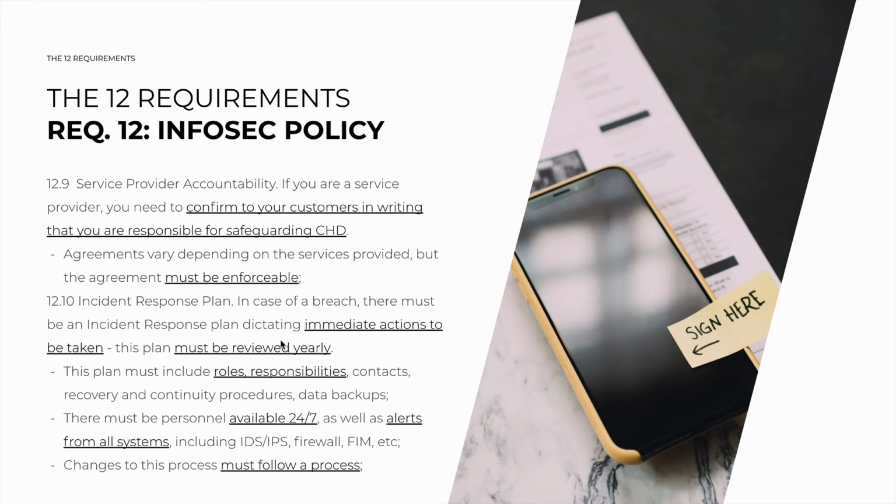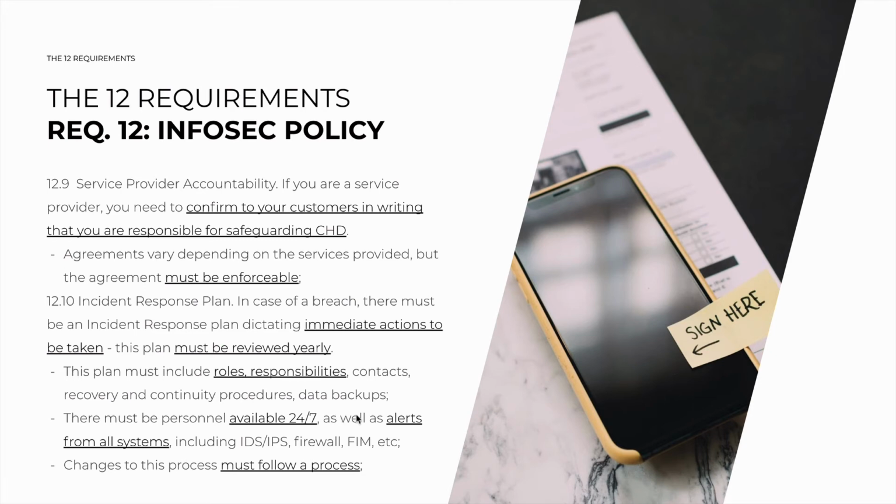This incident response plan must include the roles, the responsibilities, the contact information of people, the recovery and continuity procedures, and possibly the backups. Also, there must be personnel available 24/7. And by the way, this is mandatory for you to be PCI-DSS compliant. It usually is a problem for smaller companies. Someone has to be available 24/7. In a large company, you can easily find someone. In a small company, it is harder, but it has to be done.